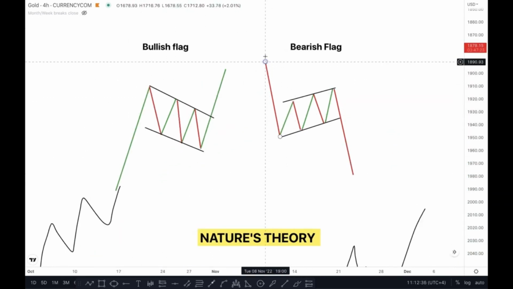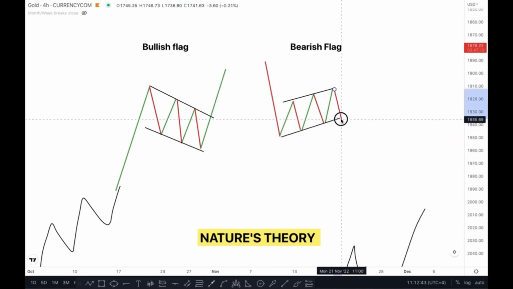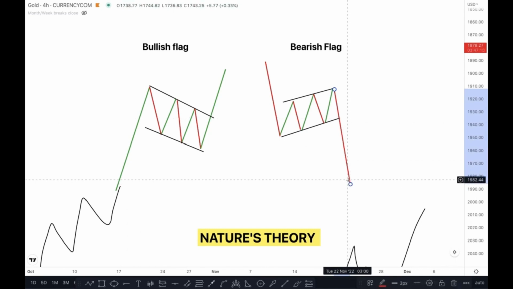With the bearish flag, it's also the same. We have an impulsive move coming all the way to the downside. This is the correction phase. Once we spot this flag pattern on the downtrend, we can also predict that the market is likely to break to the downside and continue the trend.